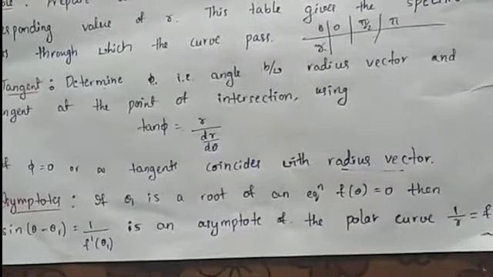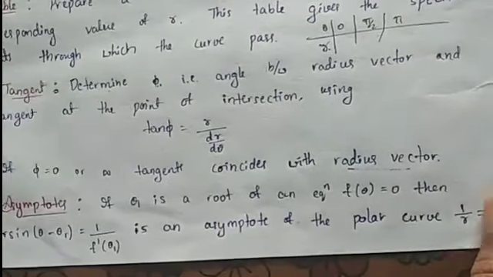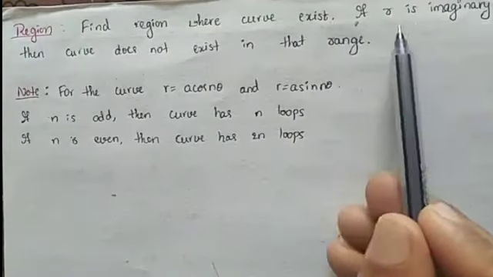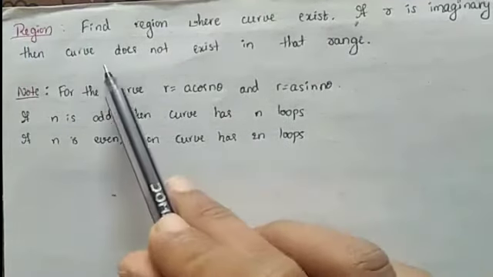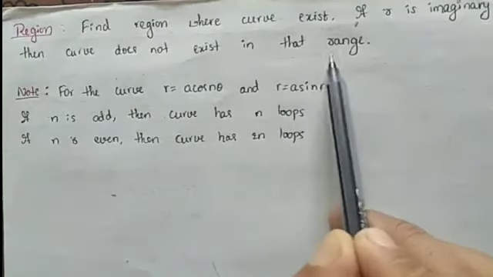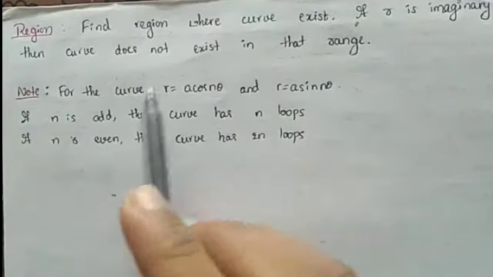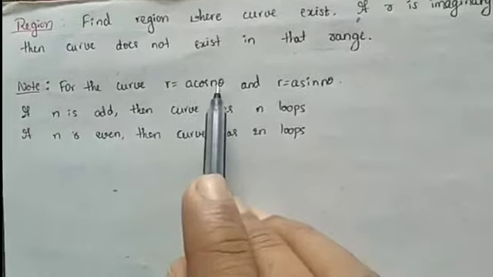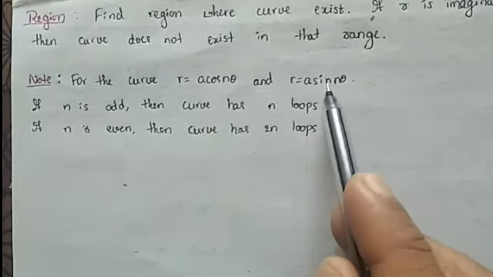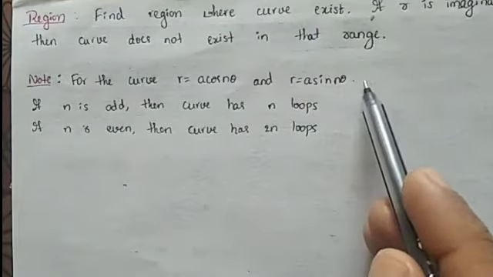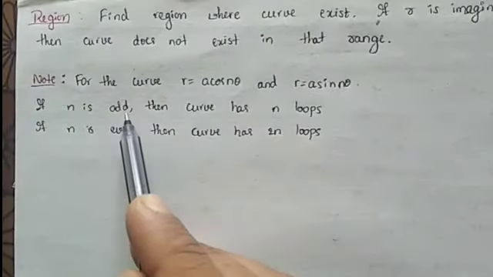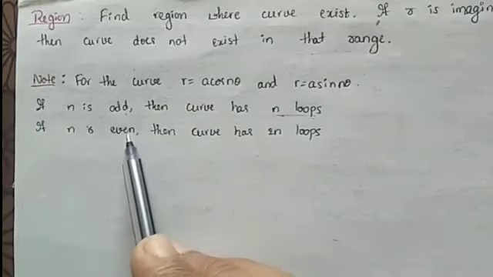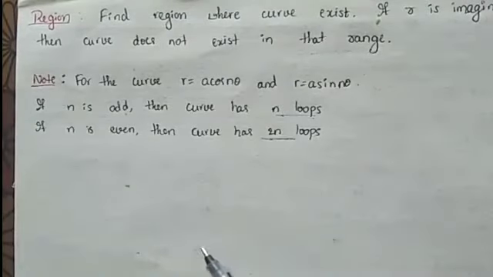The next one is the region of the curve. Find region where curve exists. If r is imaginary, then the curve does not exist in that range. Next note, for the curve r is equal to a cos n theta and r is equal to a sin n theta, if n is odd, then curve has n loops. If n is even, then curve has 2n loops.